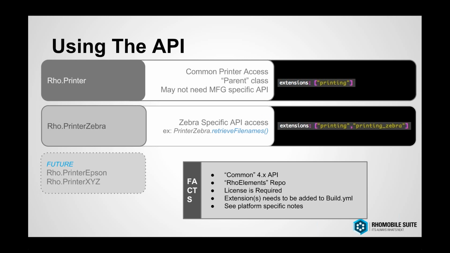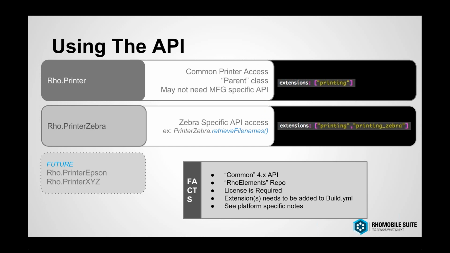So let's talk a little bit about how the API has been structured. If you've looked at the documentation, you may have noticed that there are actually two new API classes. There's a Rho printer and then a Rho printer Zebra class. So I just wanted to spend some time talking about the differences between those two and why you would use one over the other.